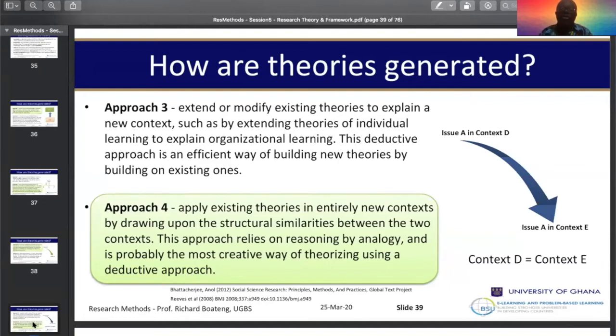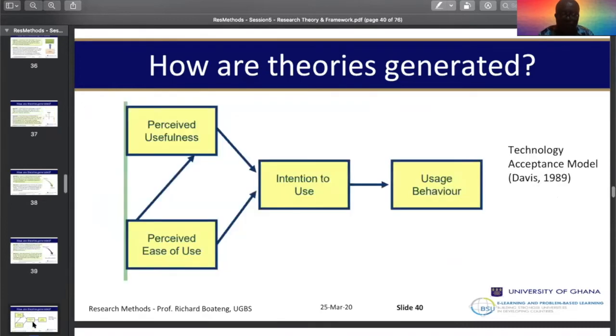The fourth one, you are studying phenomenon A in context B. Then you go and study the same phenomenon A in context C to be able to develop a theory based on what you have been able to find, which will be applicable to context C. So by the time you finish, you'll be able to even enhance and give better feedback on the same theory that you picked up from context B. So please look at the different ones. A combination of all of these is what is used in the work that we do.